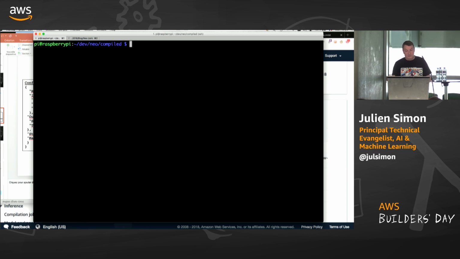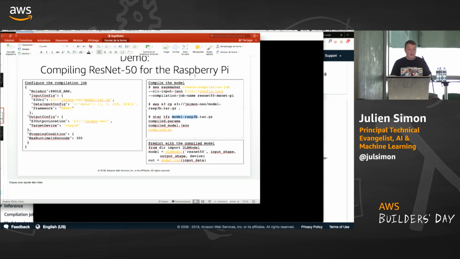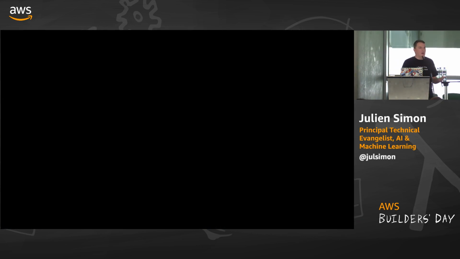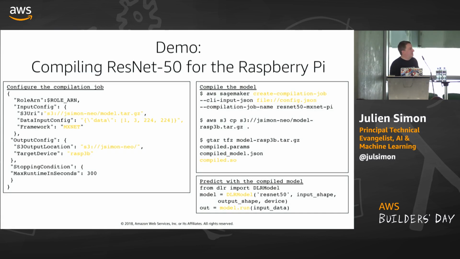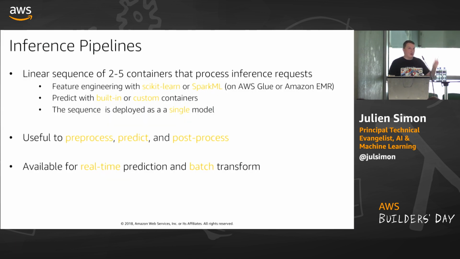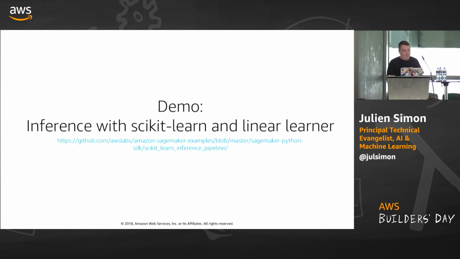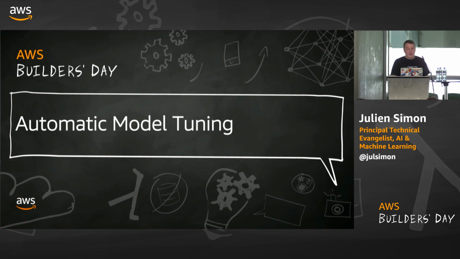So there you go, Neo. And you can apply that to C5 instances, P3 instances, so even there, you should see a nice speed up. I talked about inference pipelines already. In a nutshell, a sequence of containers that let you run different models to do pre-processing, post-processing, etc. There's a good notebook on that, so go and run that using scikit-learn, and there's a Spark version as well that you might like.